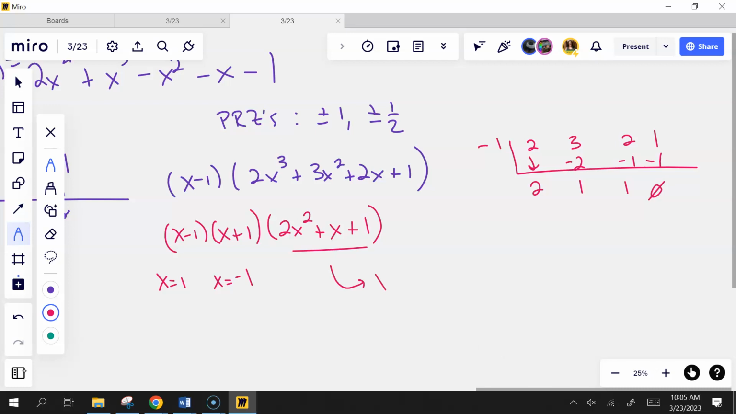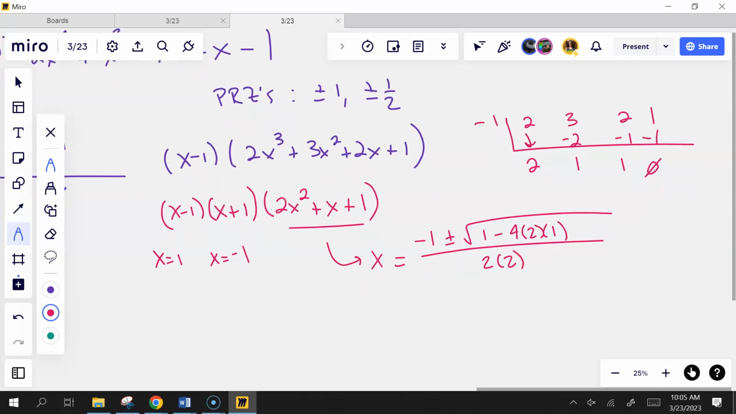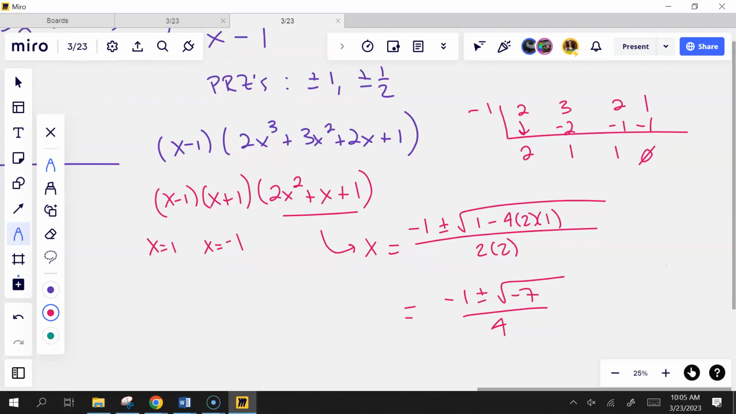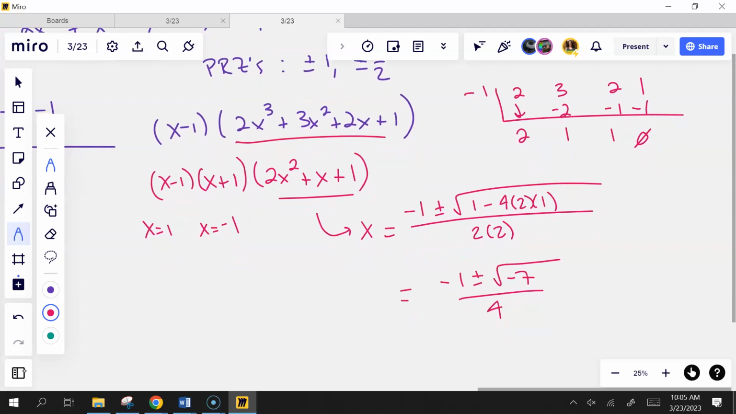Therefore, opposite b plus or minus the square root of b squared minus 4ac all over 2a. Because it was not factorable. Anything that I can't factor down, I'm going to PRZ and try to factor it down.